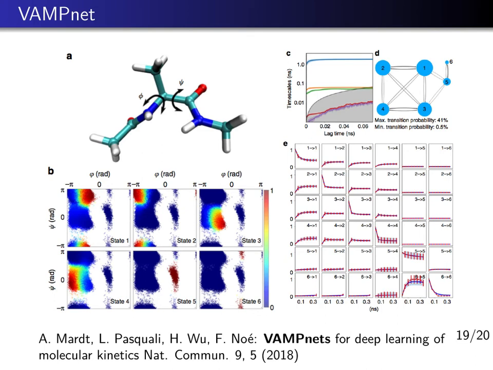And states 1, 2, 3, 4 are quite probable. States 5 and 6 are quite improbable. In panel C here, you see the so-called implied relaxation timescales of the system. So this is basically computing the eigenvalues of the transition matrix estimated at different lag times.